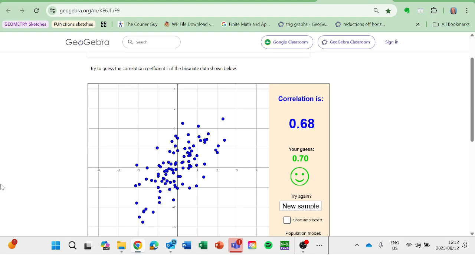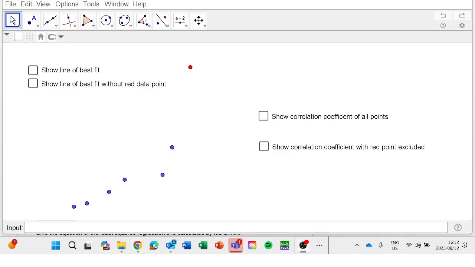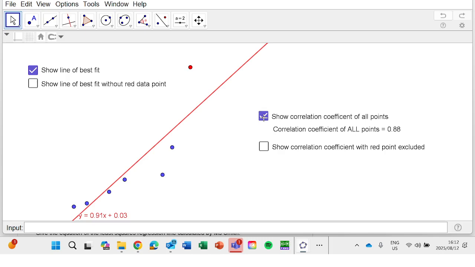If you just Google correlation coefficient, and you've got access to a computer, you can actually practice this. Notice this also allows us to show our line of best fit, but we want to show you another app, and that's this one over here. So here we've got some dots, and we can show the line of best fit. Now you might be saying, look at that line of best fit. Okay, and the correlation coefficient is 0.88 for those dots.